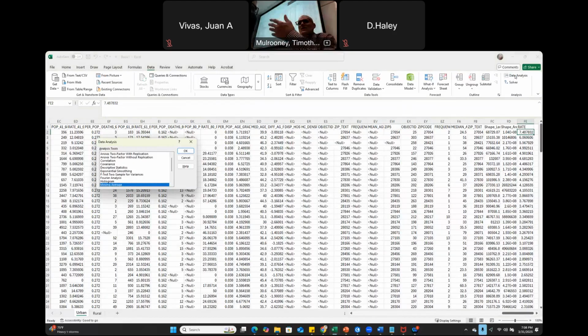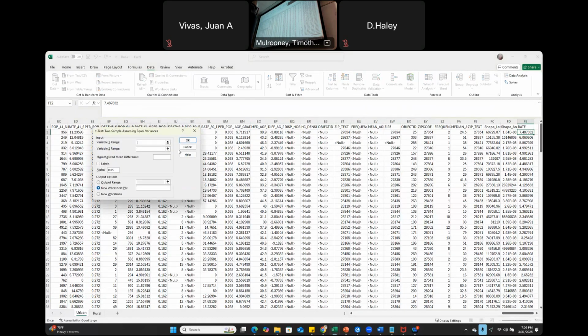So my go-to here is Excel. And this is kind of the extent of it, but we could have done this. We could have written a nice little R program to do this in R and never have to worry about this again. So we are going to do a two-tailed t-test assuming equal variances.